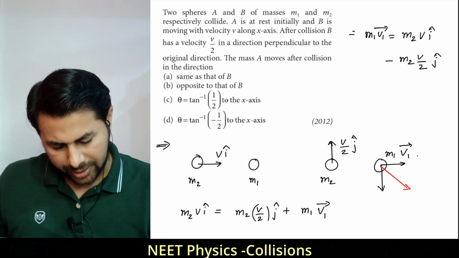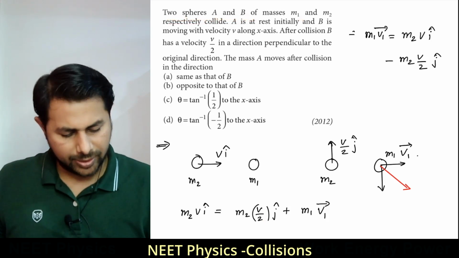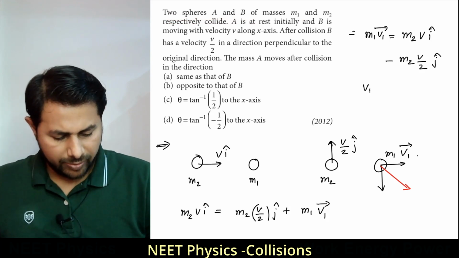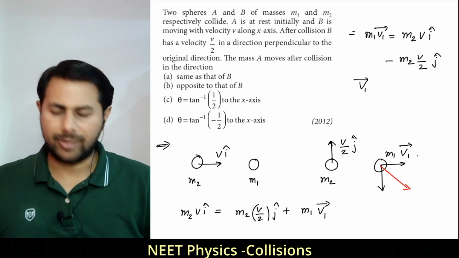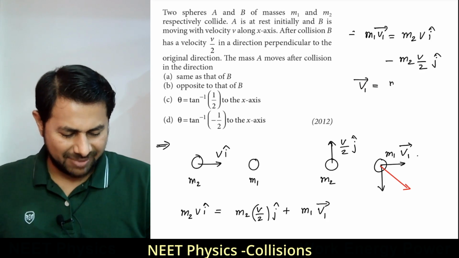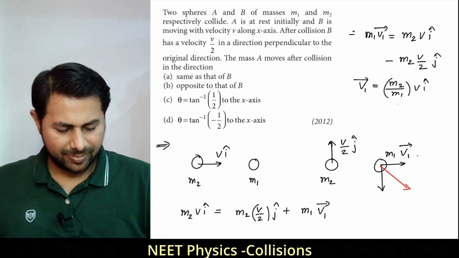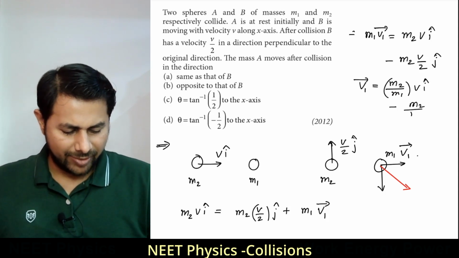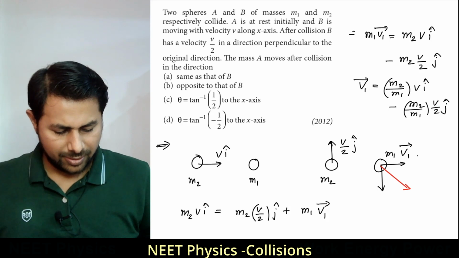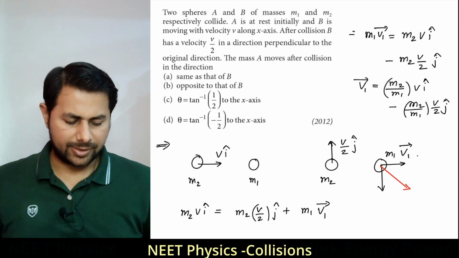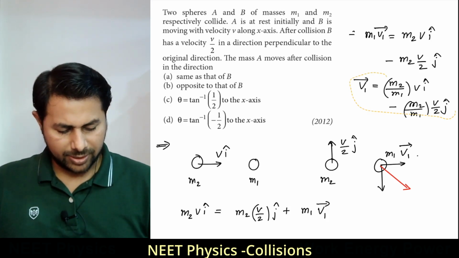And then, is some relation given between the masses, two spheres of masses m1 and m2 respectively? Okay, no relation is given. Then v1 bar will be equal to m2 by m1 multiplied with v into i cap minus m2 by m1 times v by 2 into j cap. Okay. So what's the answer? Tell me. You got v1, which is equal to this thing.